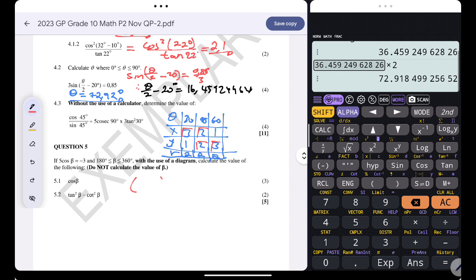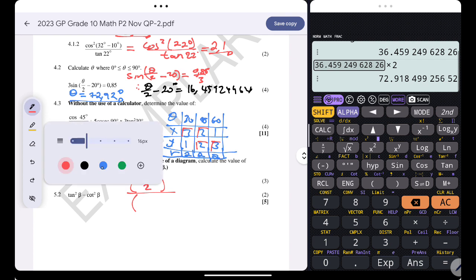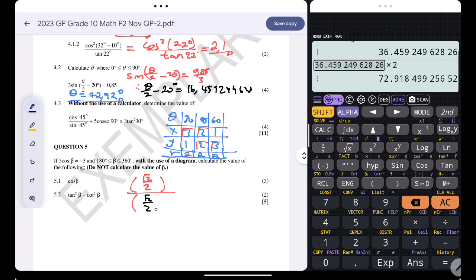So I have the cos of 45. The cos of 45 is simply root 2 over 2 because by definition cos is x over r. Right together, and this thing is divided by the sine of 45, which is also root 2 over 2, plus 5. Since I have cosec, I can simply write this thing as 1 over sine. Are you together? 1 over sine 90 multiplied by 3 tan squared 30.